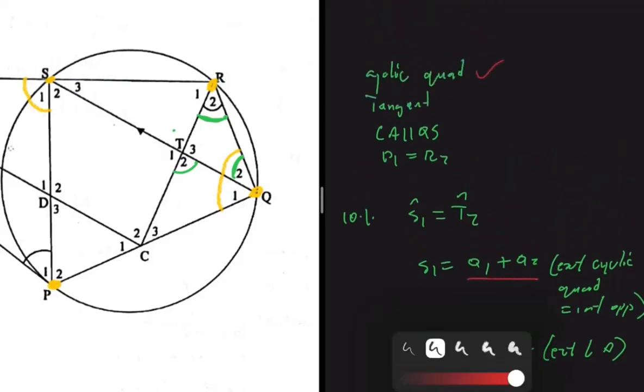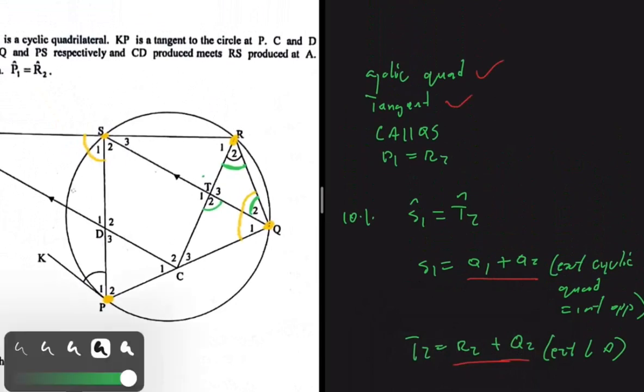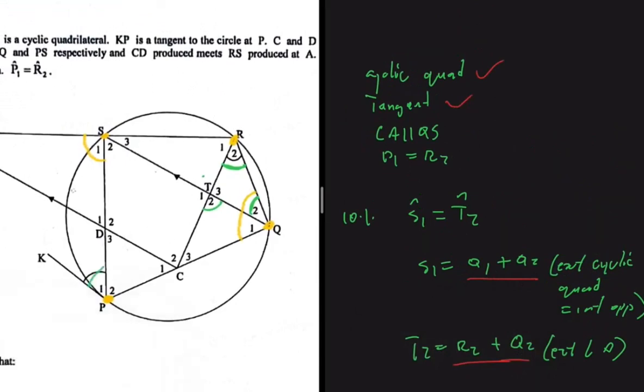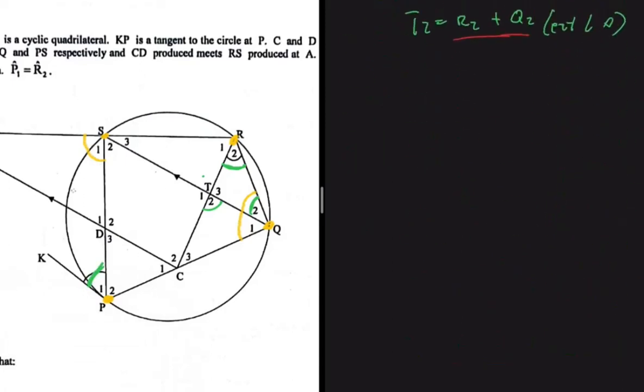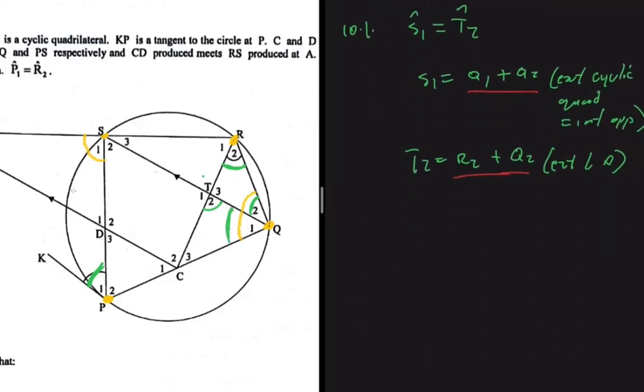Let's go to our next keyword. We have the keyword tangent, right? Let's see what it can give us. So from the keyword tangent, we will see immediately that P1 here is supposed to be equals to Q1, right? Because of the tan chord theorem. So let's write it down. Let's say that P1 is equals to Q1 because of the tan chord theorem, right?